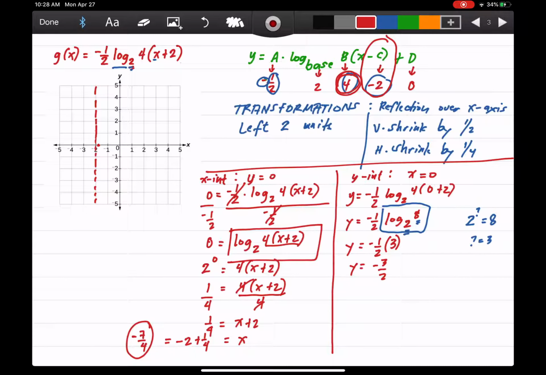So it's going to be somewhere here. Okay. So since the points are like that, the graph would look like this. Assume that it's very nice, okay? It's so hard to graph this. All right. So let's just label the points. This is at negative 7/4, 0, and this is at 0, negative 3 halves.